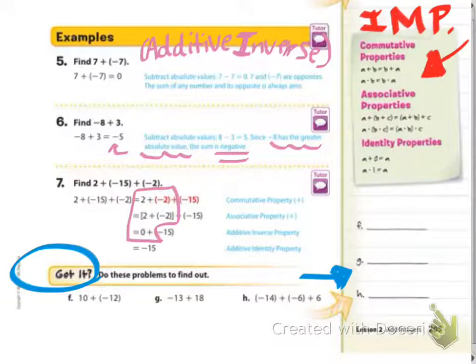Now, you guys try the got it, F and G and H, showing what work is necessary, deciding if they have like signs and you add or they have different signs and you subtract.